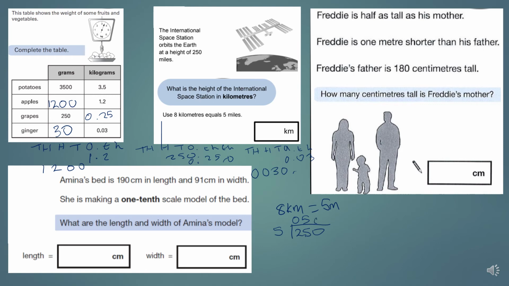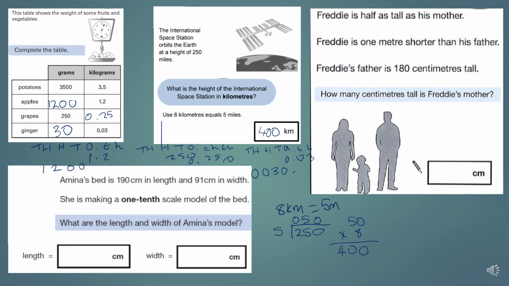5 doesn't go into 2. 5 goes into 25 5 times. 5 doesn't go into 0. So we had 50 lots of 5 miles. And we then times that by 8. So 8 zeros are 0. 8 5s are 40. So it's going to be 400 kilometres.